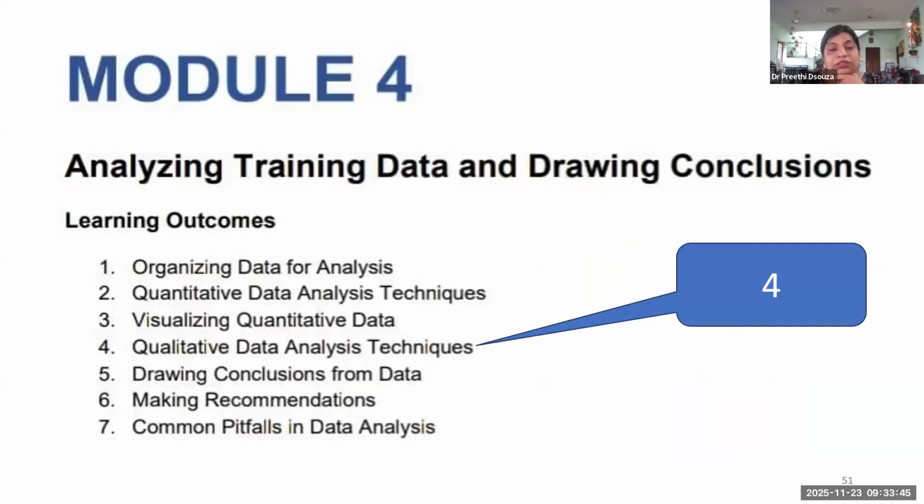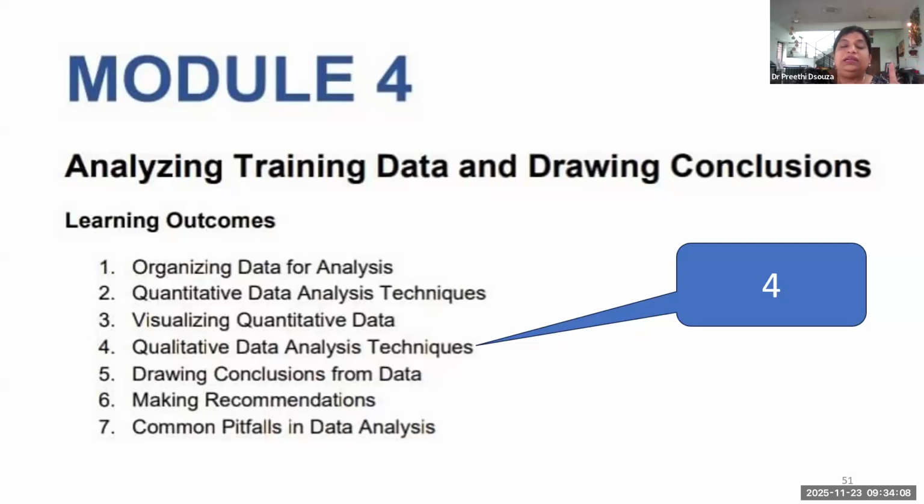Okay. So now what we have done is we have identified the data analysis. We have known what the quantitative data analysis techniques are, qualitative, quantitative. We have visualized using graphs, charts, bars. We move on to the next one, qualitative data analysis techniques. This cannot be visualized, I told you.